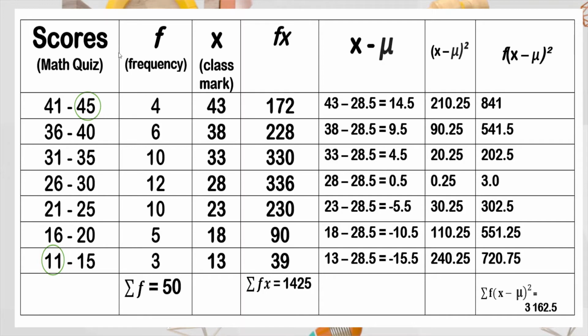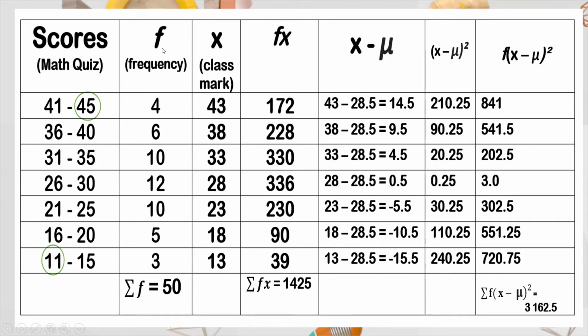How do you get the class mark? You're just going to refer to your class intervals, your classes here. You add the lower limit and the upper limit in that class interval, then divide by 2. Again, lower limit plus upper limit divided by 2, so you can get your answer. That's the class mark already. Example, 41 plus 45 divided by 2, that will be 43. You will do the same with the other class intervals so you can get the class marks.